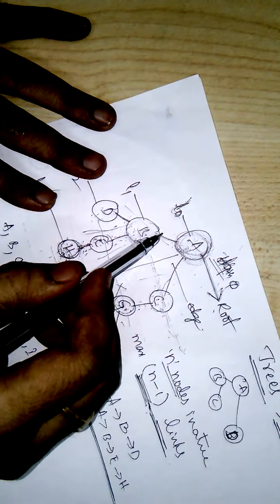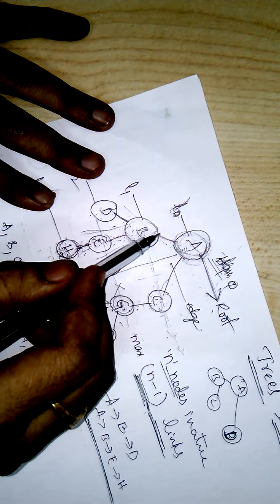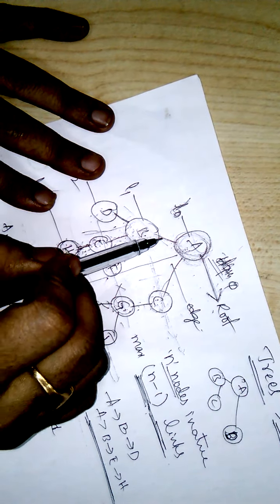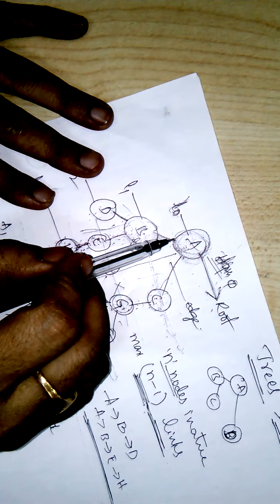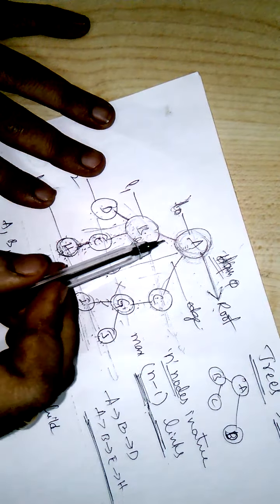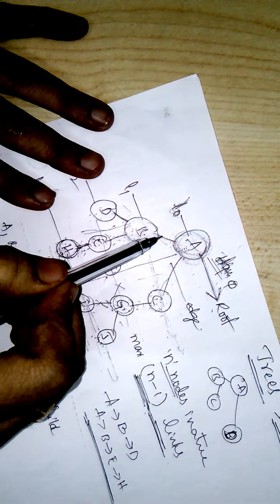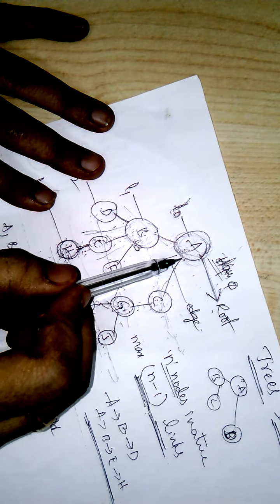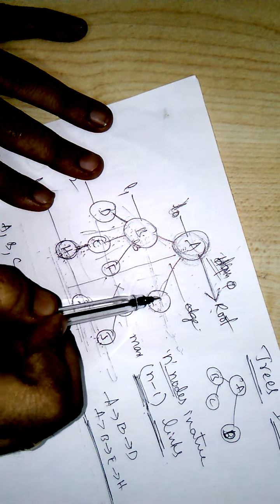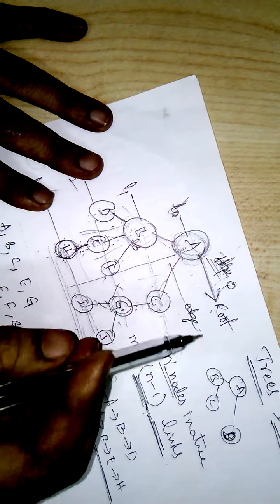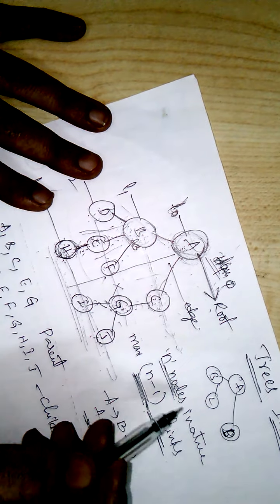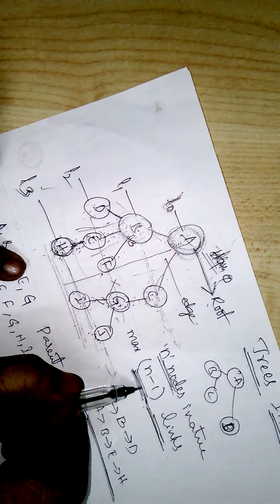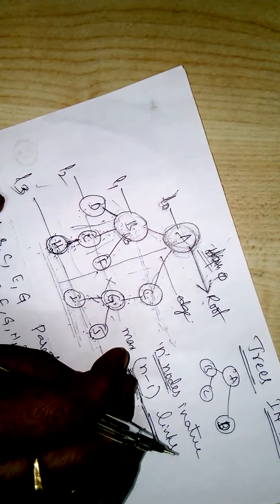Next, edge. Edge means a connecting link between any two nodes in a tree. Here, this is a connecting link between A and B, so we call it an edge. This is an edge between A and C. Suppose a tree has n nodes, there may be a maximum of n minus 1 edges.